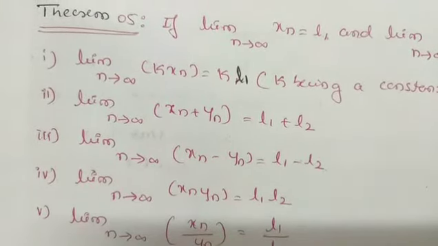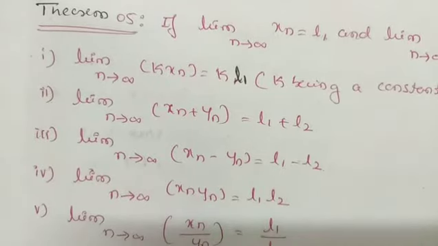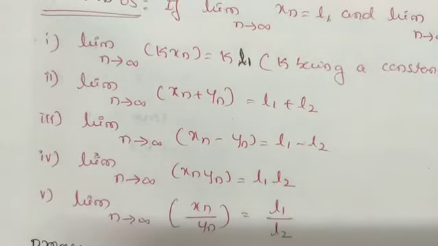And second one, limit as n tends to infinity xn plus yn is equal to L1 plus L2. And third one, limit as n tends to infinity xn minus yn is equal to L1 minus L2. Fourth one, limit as n tends to infinity xn yn is equal to L1 L2. And last one, limit as n tends to infinity xn divided by yn is equal to L1 divided by L2.